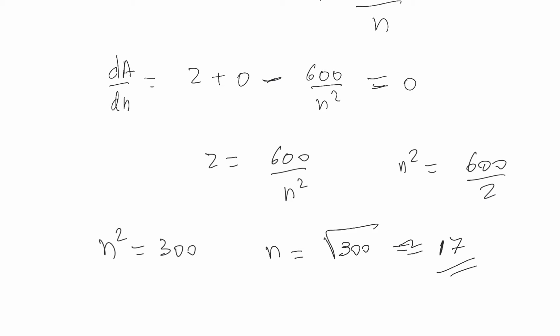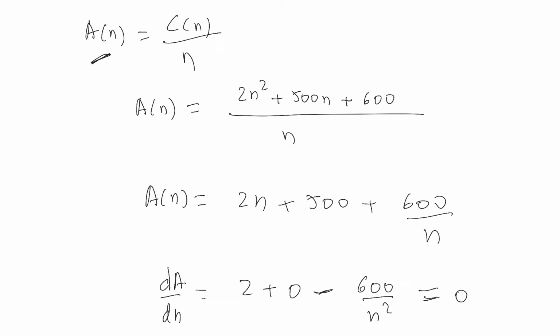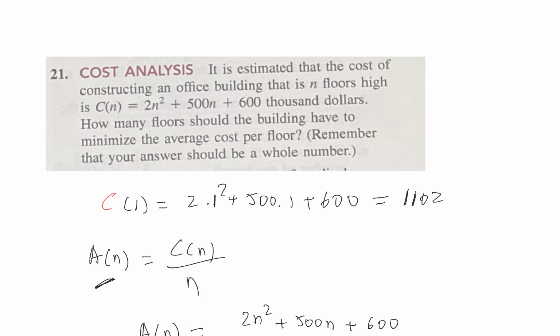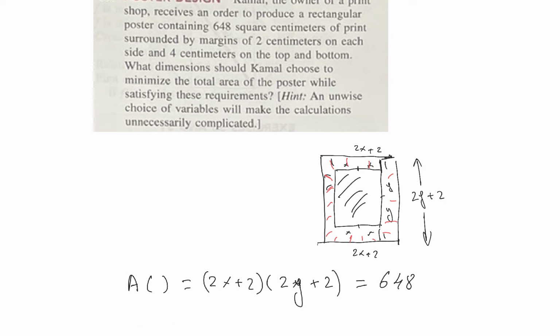So this is the result. If you construct 17 floors, your average cost will be minimized. And how do we know that it will be minimized? Well, you have to do the second derivative to see that it's a minimum. This is a minimum.